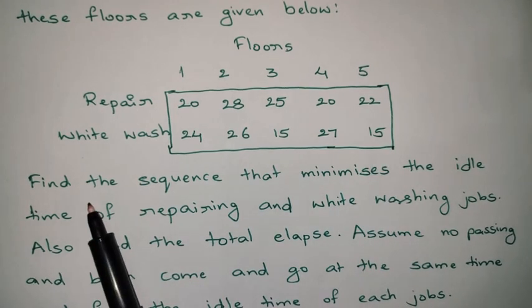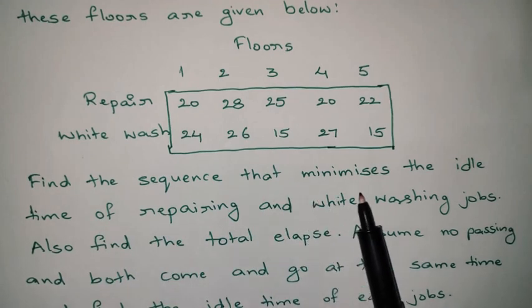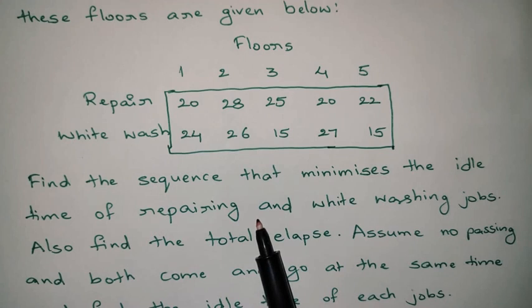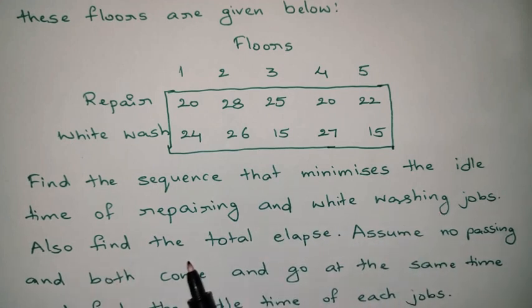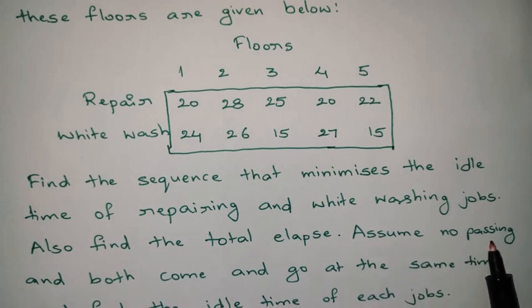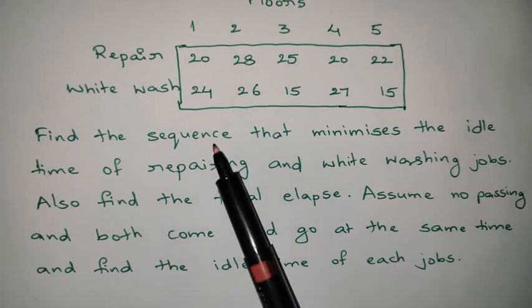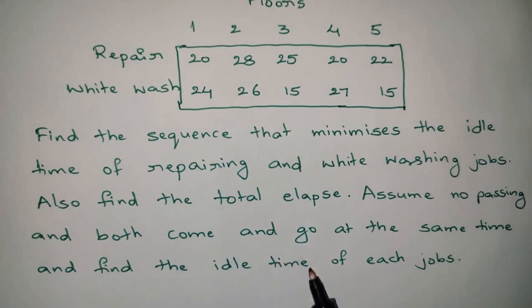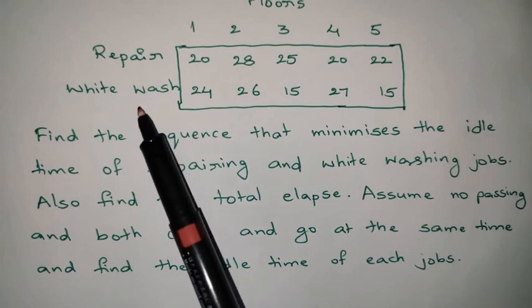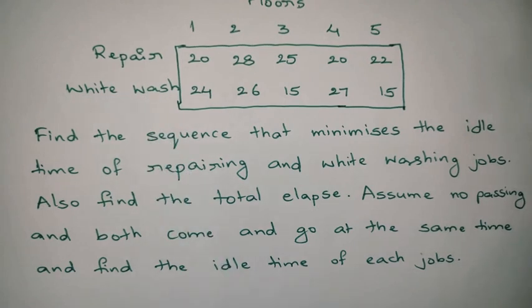Now he is asking us to find the sequence that minimizes the total idle time of the repairing and whitewashing jobs, and also the total elapsed time. He says to assume no passing, and find the idle time of each job. So three things we need to find: the sequence, the total elapsed time, and the idle time of each job. The first job is repairing, the second job is whitewashing.